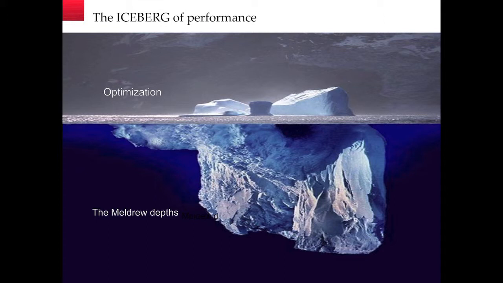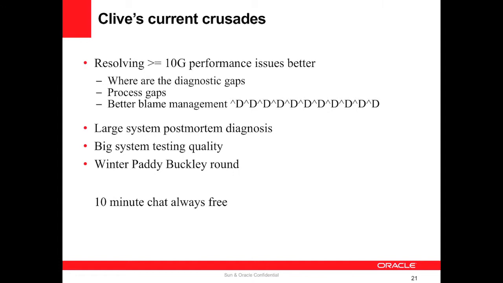And so hopefully that's been a random walk around little bits of the iceberg. So, I've got a couple of crusades. How do we as a vendor, Oracle, get better? And we're good already, but how do we get better at resolving 10 gig performance issues? As an engineering organisation, in terms of do we have diagnostic gaps, as a support organisation, it kind of comes down to this thing of better blame management. Didn't say that. Other things I'm interested in is large system post-mortem diagnosis.